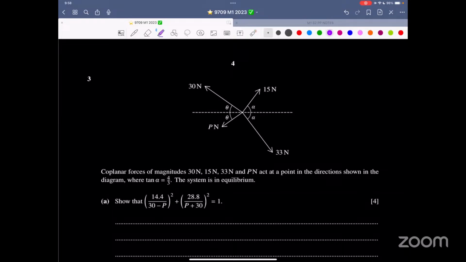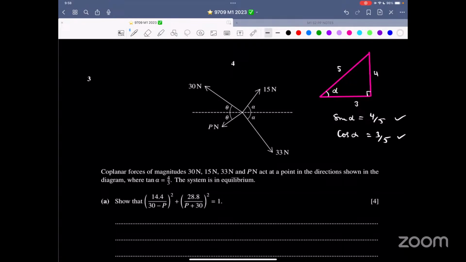So let me draw a diagram over here. Something like this. When such is the scenario, tangent of alpha is given, theta is not given. This is alpha. Tan of alpha is 4/3. This is 4, this is 3, 90 degrees. This is 5. Therefore, sine of alpha is 4/5 and cos of alpha is 3/5. So these are the two things that you're getting.